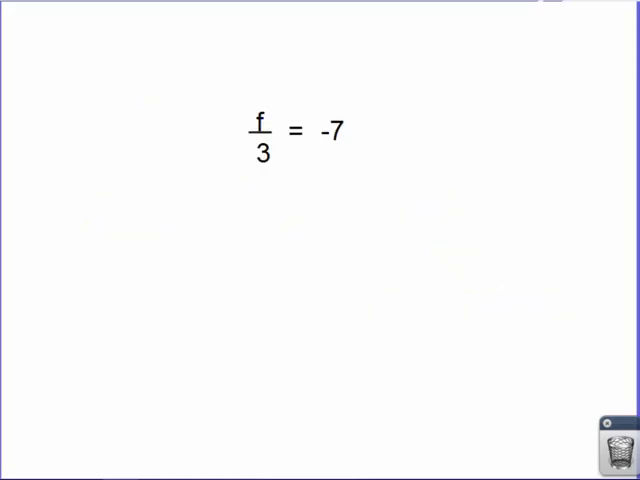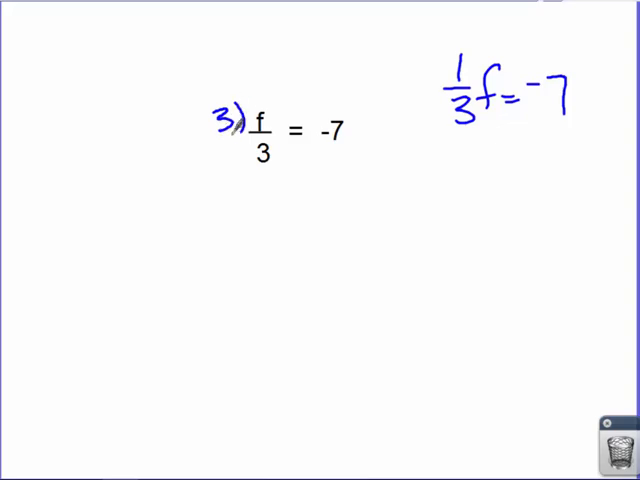So let's try another one. What if I have a division problem? The first one was a multiply, so now I have a divide. I already have this divide by 3, which is the same thing as saying 1/3 of f is equal to negative 7. So those are the same problem. How do I get rid of a divide by 3? I do a multiply by 3.